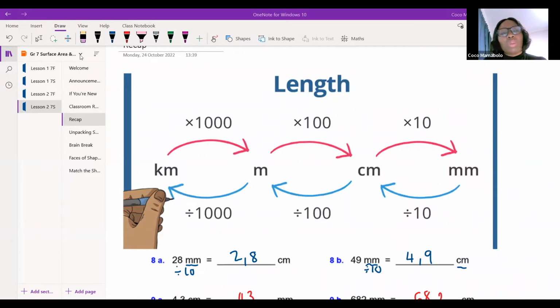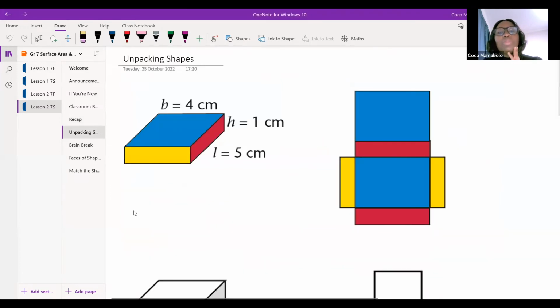All right, we're going to be learning about something new today. Tahila actually did this in school. Okay, awesome stuff. We're going to be learning about unpacking shapes. Now, what we're looking at over here, this shape over here, it's a box.